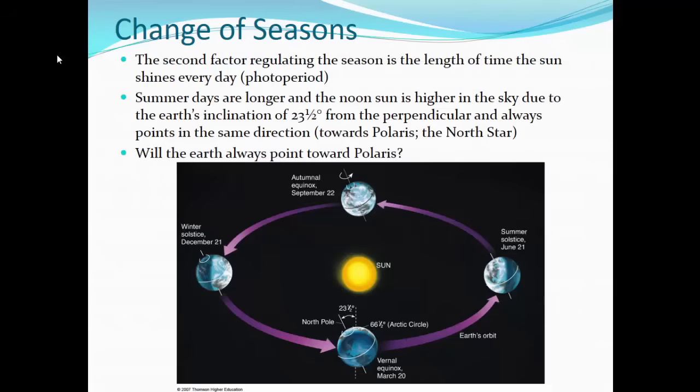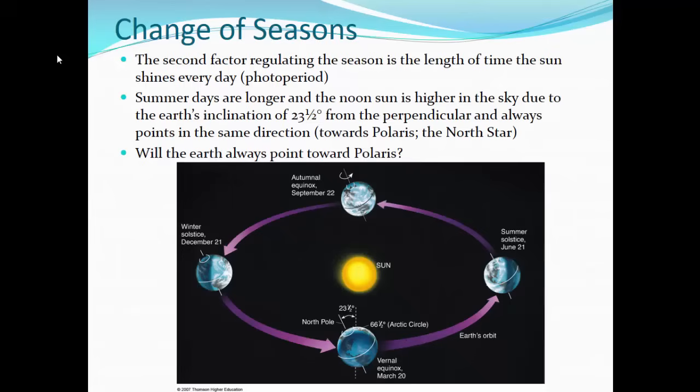The second factor regulating the seasons is the length of time the sun shines every day, called the photoperiod. You know that it's longer in the summertime and less in the wintertime, and that's because of the angle of the Earth, the tilt on the axis. In the wintertime, we're tilted away from the sun, as you can see on the left side of the picture, and our days are shorter. In the summertime, we're tilted toward the sun, and our days are longer.